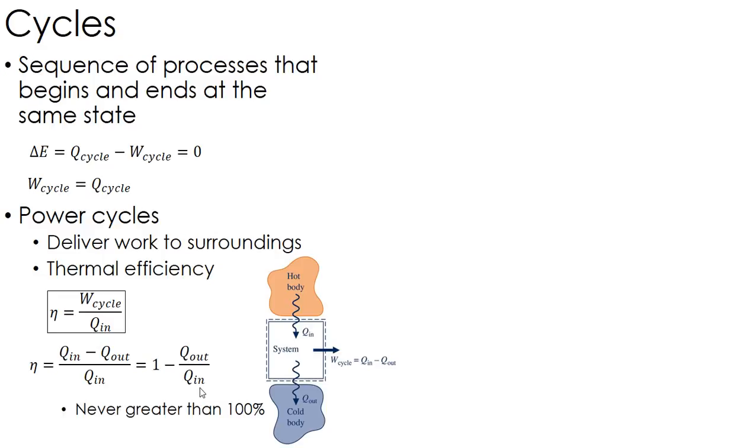Now, this thermal efficiency has to be less than 100%. As we'll see, it's usually much less than 100%. Usually 30-something percent is pretty good, maybe 40% is a good efficiency for power cycles. We'll talk much more about this when we get to the second law of thermodynamics. But for now, just know that we can't have an efficiency greater than 100%.